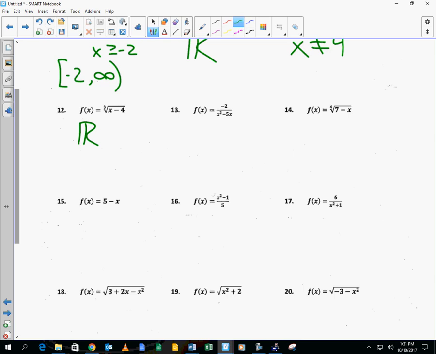Thirteen is a rational function. Can't divide by 0. What would give you 0 in the denominator? So x can't be 0 or 5.